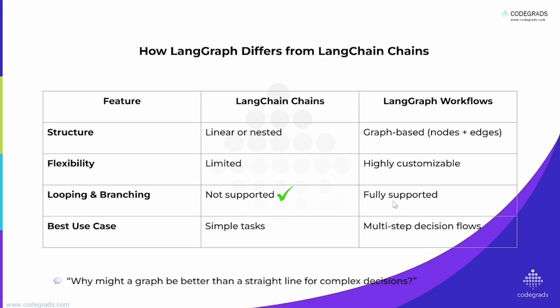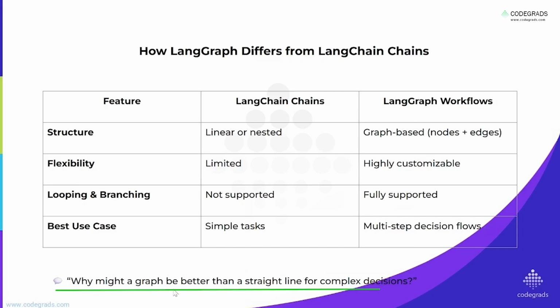Whereas in LangGraph, it is fully supported, so it can make our process more dynamic. Now, the basic cases are simple tasks. In the case of LangChain chains, we use it for simple tasks, and whenever complex decision making or multi-step decision flows are involved, at that point of time, we use LangGraph.